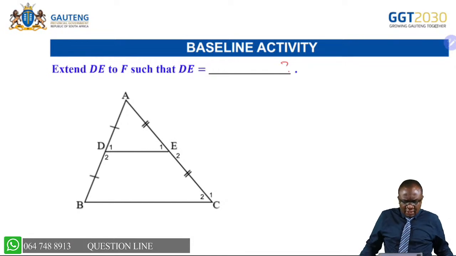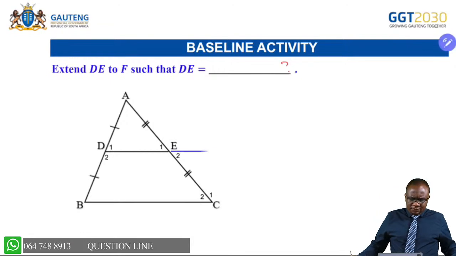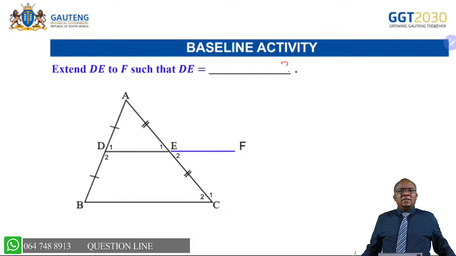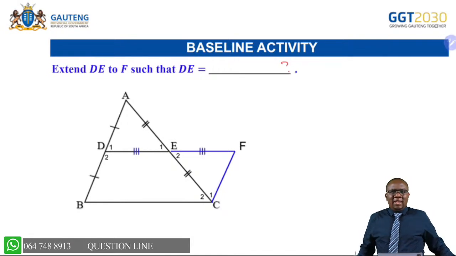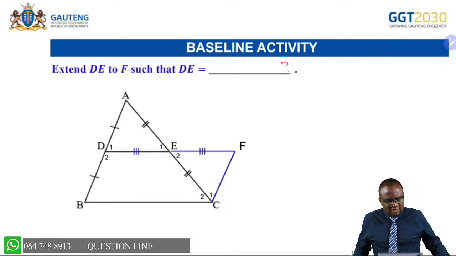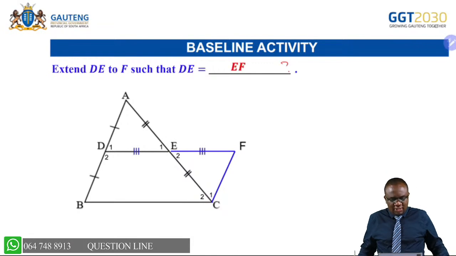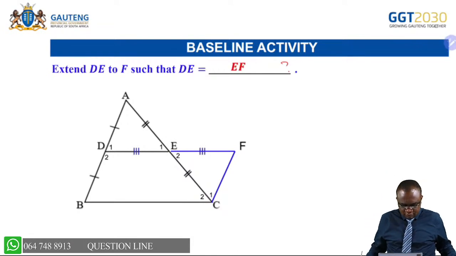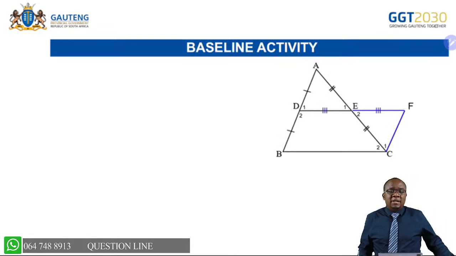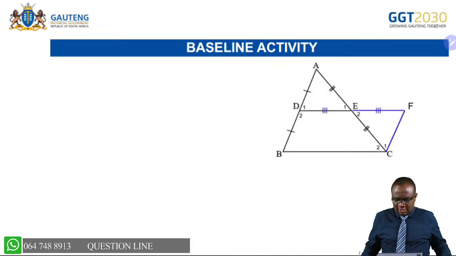Right, did you extend like this? That is EF, such that DE is equal to EF. You extend that. That's the construction you do. So DE is equal to EF. If you didn't do that, just do it so that we can move on together. So now extend DE to F so that DE is equal to EF. Right, let's move on to the next one. I'll try to move slowly, but if you feel that I'm fast, please let us know.